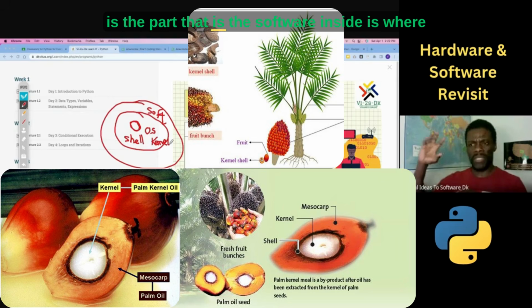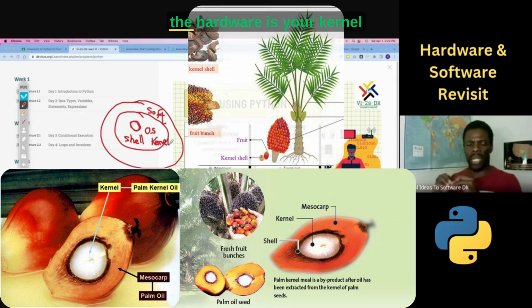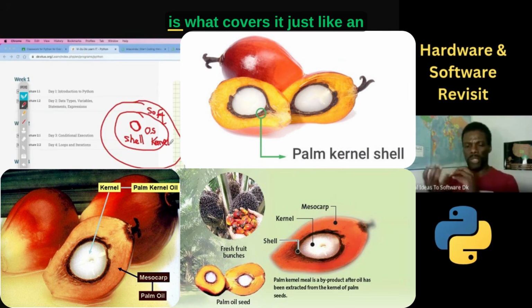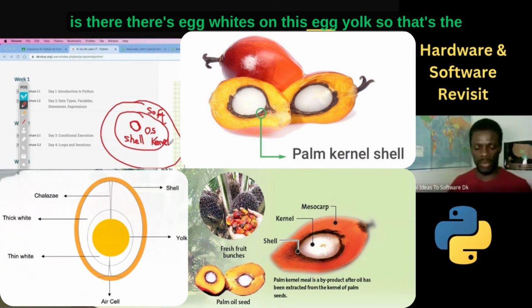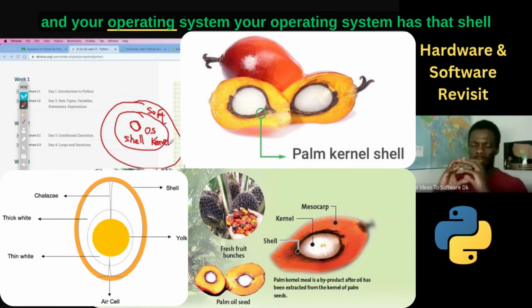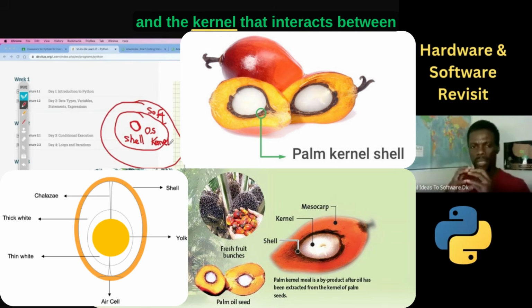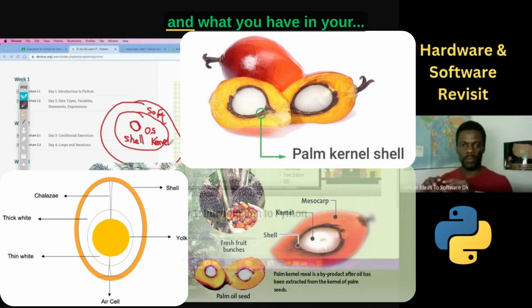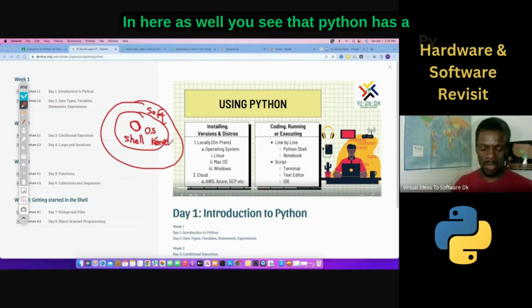That is the part that is the software. Inside is where the hardware is. Your kernel is what is inside, and your shell is what covers it, just like an eggshell. An eggshell is there's egg whites and there's egg yolk. So that's a relationship between software, hardware, and your operating system. Your operating system has that shell and the kernel that interacts between the software, which is what is the code, and what you have in here as well.